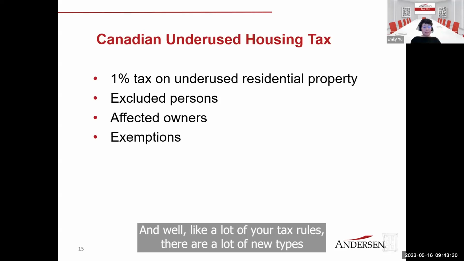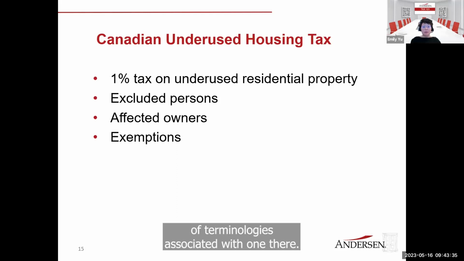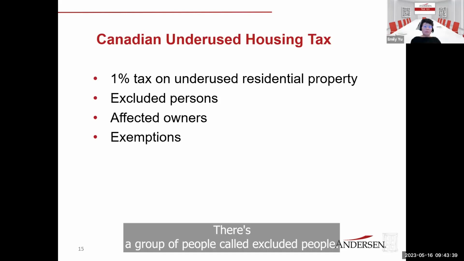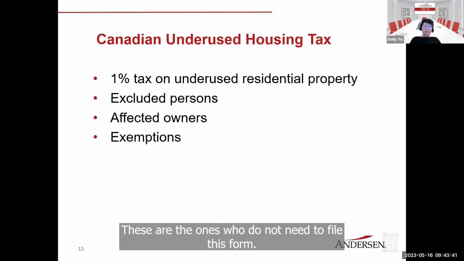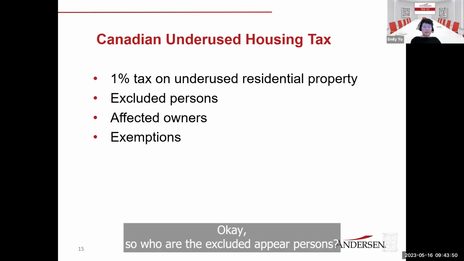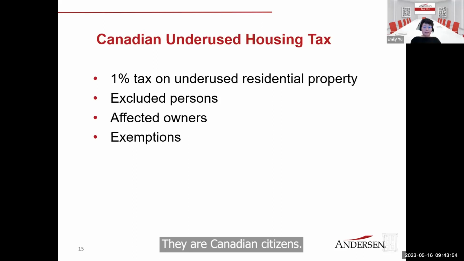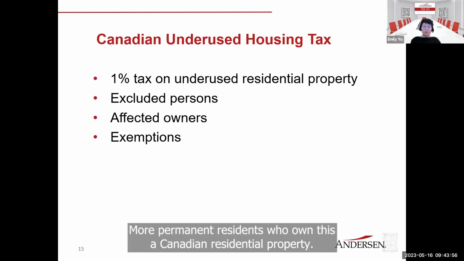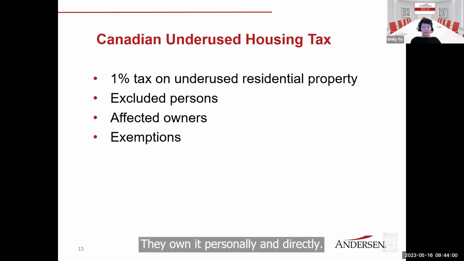Okay, well, let's have a closer look at this. Like a lot of new tax rules, there is a lot of new terminology associated with it. There's a group of people called excluded persons. These are the ones who do not need to file this form. The form number is UHT-2900. So who are the excluded persons? They are Canadian citizens or permanent residents who own this Canadian residential property. They own it personally and directly.